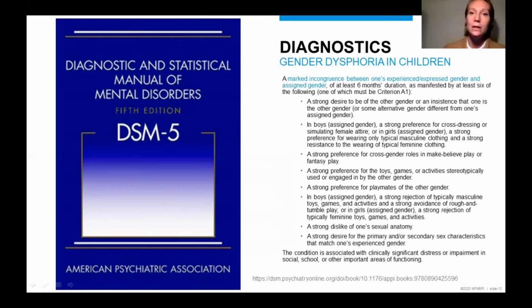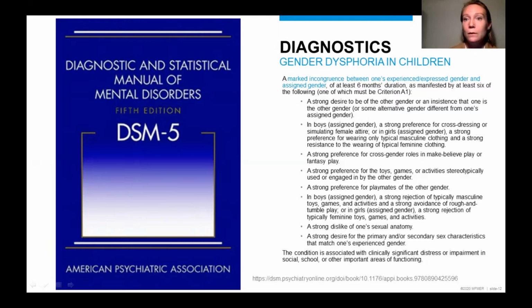This chapter is divided into diagnostic criteria for children, and then diagnostic criteria for adults and adolescents. First, looking at the criteria for children, what's most important here is the text that I've highlighted in blue. In order to meet criteria for gender dysphoria, you need to have a marked incongruence between your experienced and expressed gender and your assigned gender. I might even adjust this language to say assigned sex, because as we talked about before, sex is assigned and is based on somebody's body and their presentation at birth and what genitalia they have specifically.